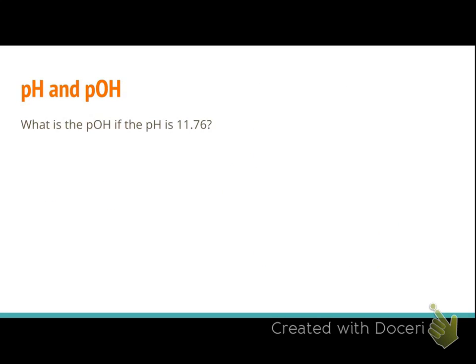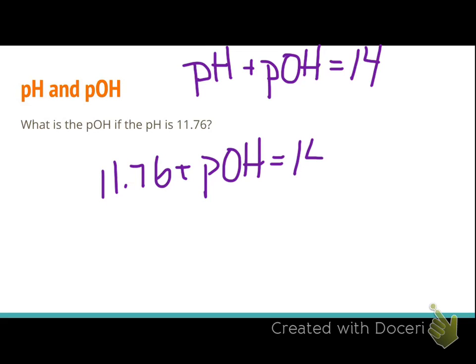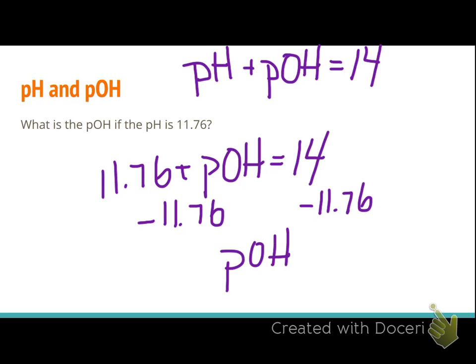All right, so moving on. What is the pOH if the pH is 11.76? Now remember that your pH plus your pOH is always going to give you a value of 14. So you can just plug these in. So 11.76 plus your pOH equals 14. Subtract 11.76 from each side. And your pOH equals 2.24.